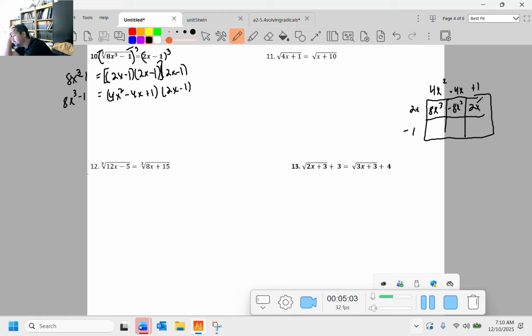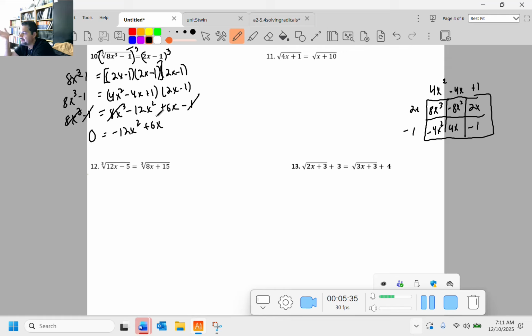2x times 1 is 2x minus 4x squared. Negative 1 times negative 4, positive 4. Don't forget the x. Negative 1 times 1 is negative 1. So the right-hand side becomes 8x cubed minus 12x squared plus 6x minus 1, and still equal to 8x cubed minus 1. Now, the 8x cubes are in balance. They're going to annihilate each other. So are the 1s. They annihilate each other. And we get 0 equals negative 12x squared plus 6x.